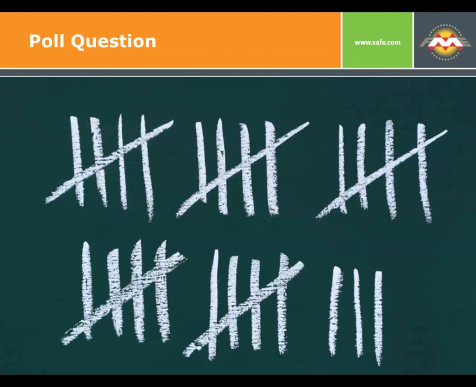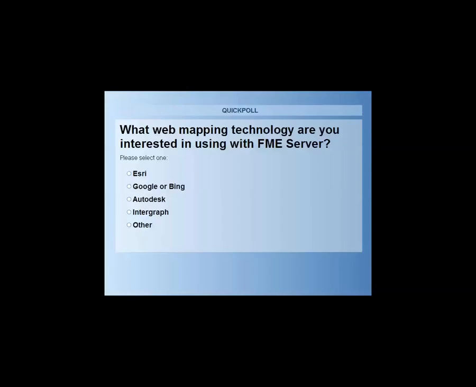All right, so we got another poll question. I've just launched it. What web mapping technology are you interested in using with FME Server? So we've got a few there: Esri, Google or Bing, Autodesk, Intergraph, and others. So take a minute there and please provide some feedback for us. Yeah, I guess the one I missed out from there is OpenLayers. That's right, no, we can interact with OpenLayers as well.